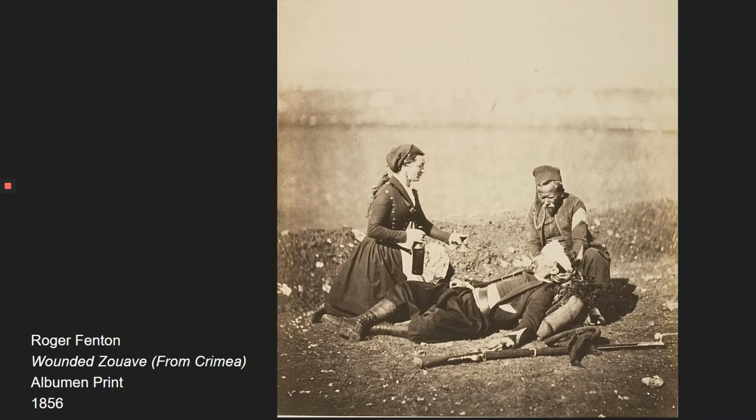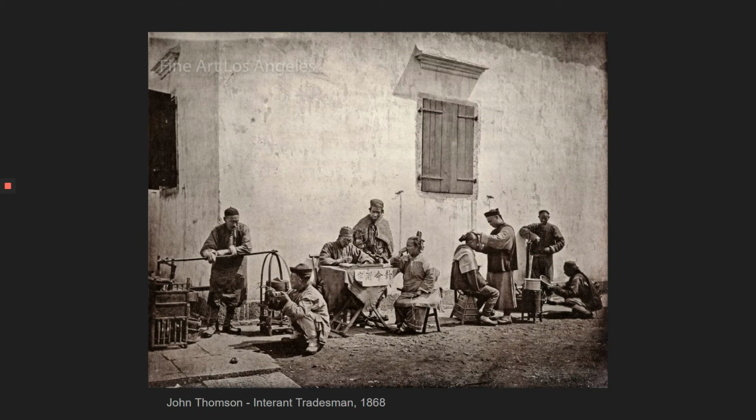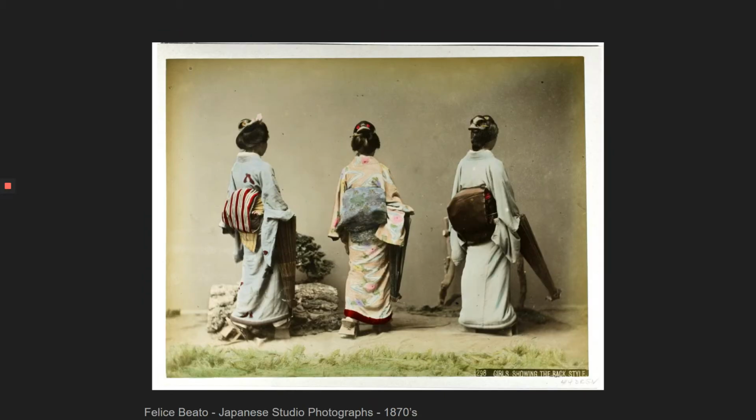Obviously, the Roger Fenton images. Itinerant tradesman, John Thompson. We're going to talk about John Thompson in a little bit as well. And we've seen social situations in carte de visites, on postcards, albums, snapshots, images of artistic and photojournalistic intent.